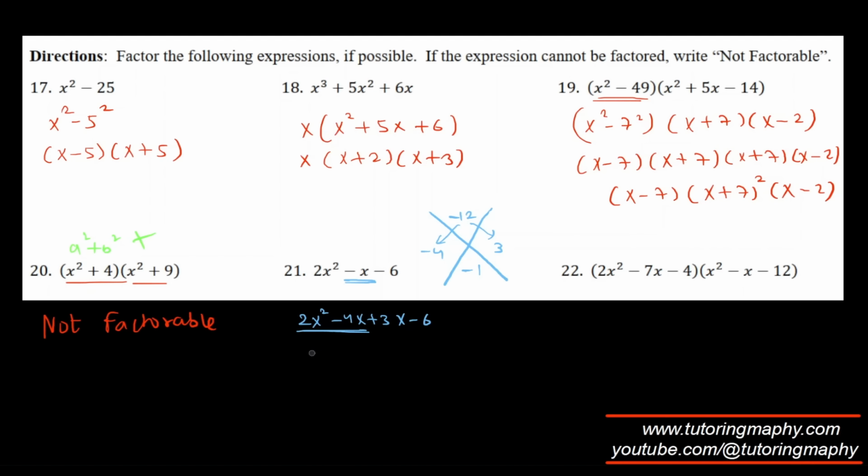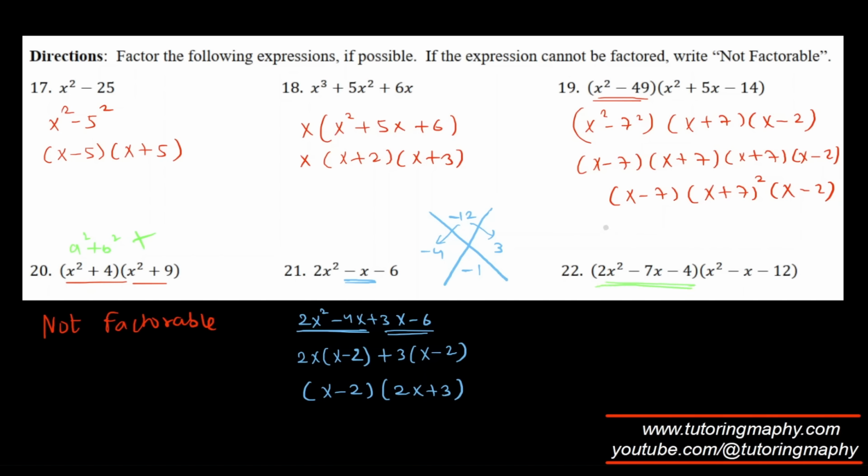From here, I take 2x as a common factor, so I'm left with x minus 2. And from here, I take 3 as a common factor. I'm left with x minus 2. Again, left with x minus 2. So x minus 2 is taken as a common factor from the whole, and I'm left with x minus 2 times 2x plus 3. That is the final answer.